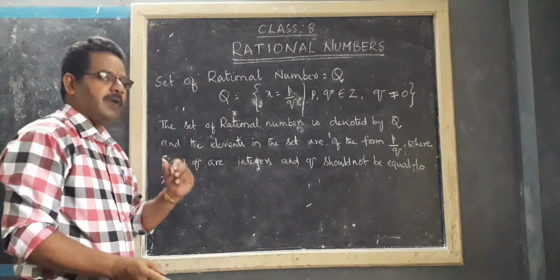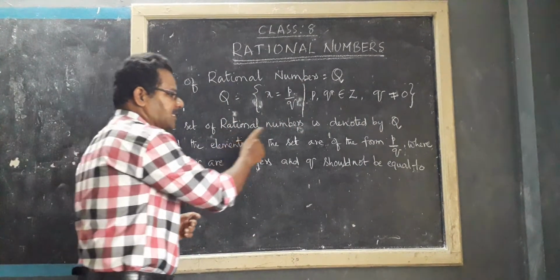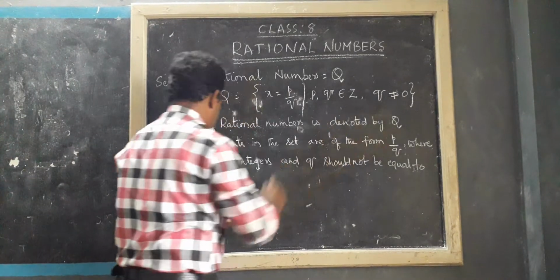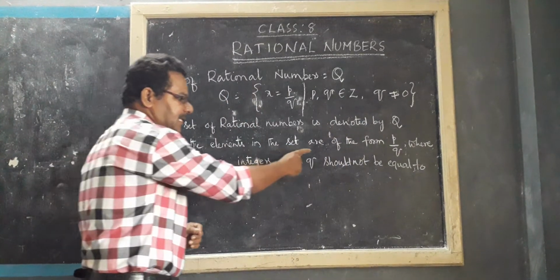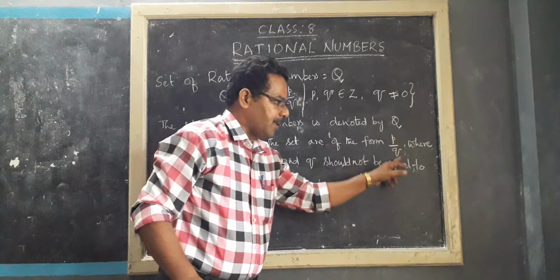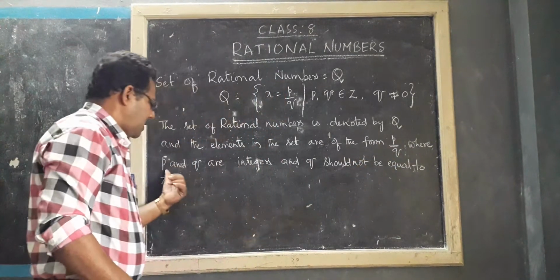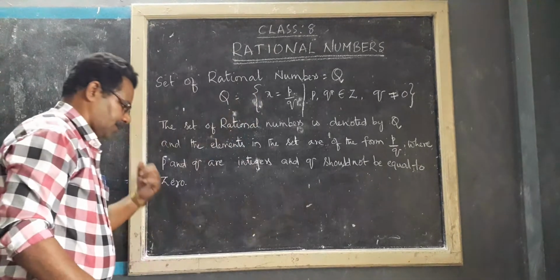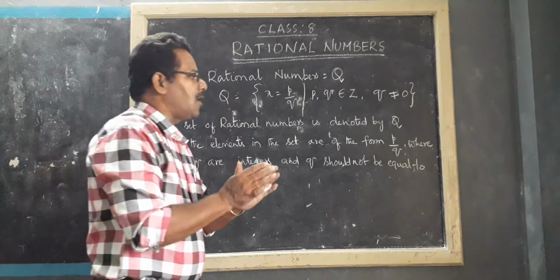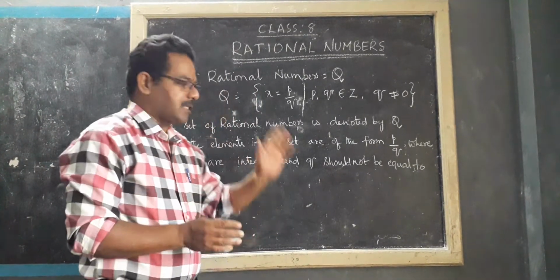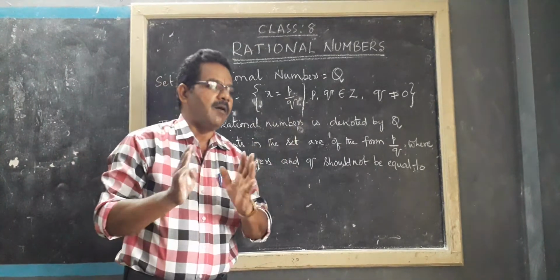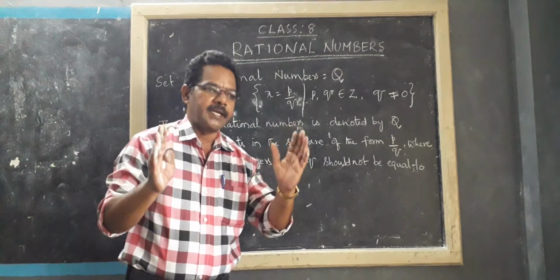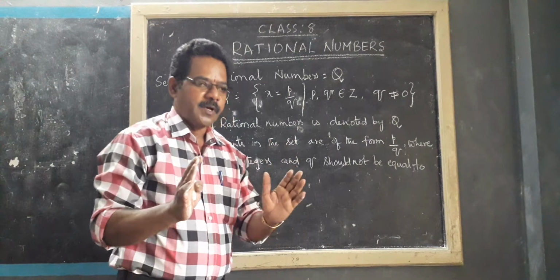In mathematical words, we can say the set of rational numbers is denoted by Q, and the elements in the set are of the form p by q, where p and q are integers and q should not be equal to 0. That means all the fraction numbers. The set of fraction numbers means we can write all the fractions in a group.